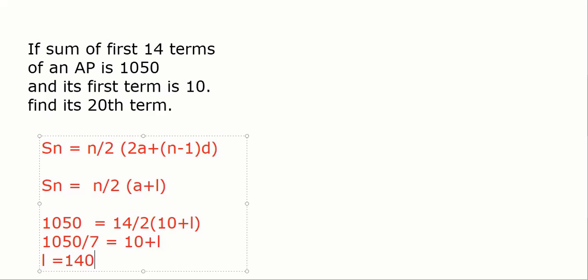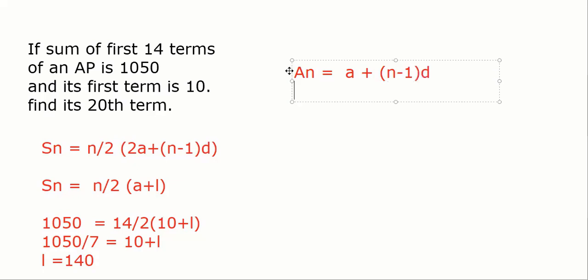Sir, now we'll find the 20th term. But for the 20th term, we need the d, right? Yes, sir. So first we'll use the formula of the nth term, an equals a plus n minus 1 into d. Here an is what? Last term, right? Or nth term. Why are we saying last term is nth term? Because we are considering there are 14 terms. So the 14th term is my nth term, or last term also. That is the concept you have to use.